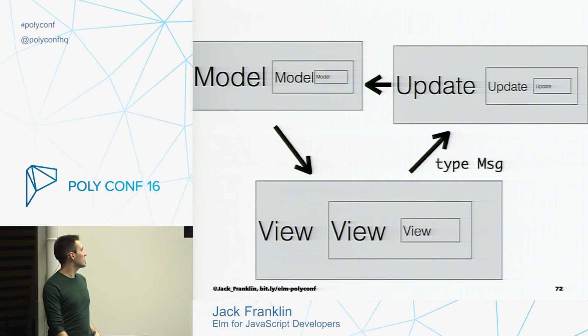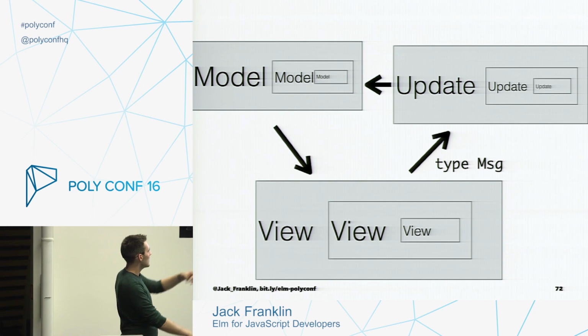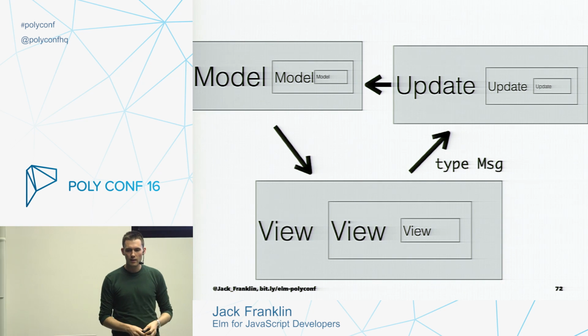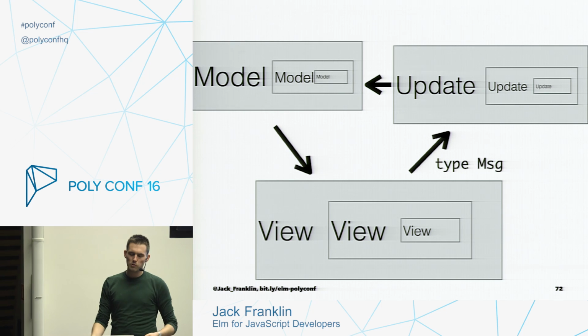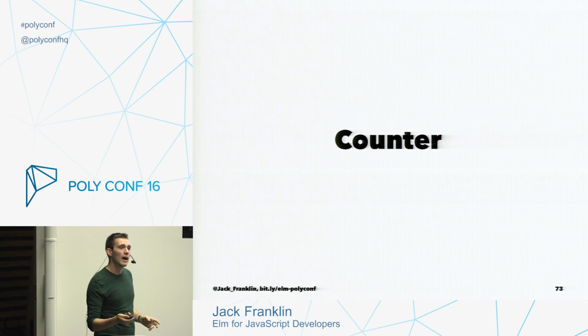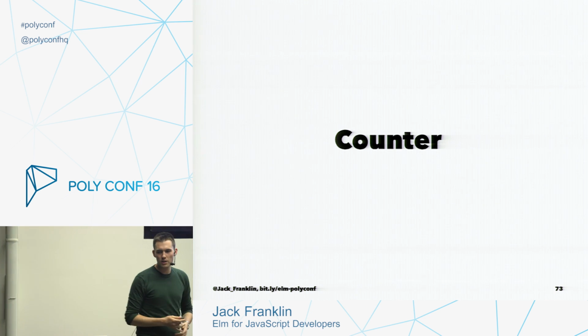In a diagram form, this looks somewhat like this. We have our view down here. That sends messages to the update function, which generates a new model, which comes back to our view again. And these can be nested deep, and that's how we build nested applications. So to give you a very quick example, we'll build the hello world of Elm, which is a counter application.